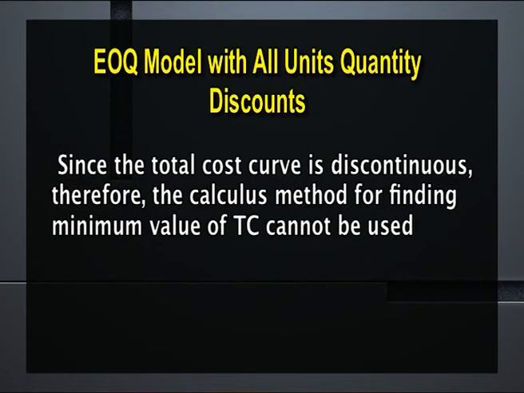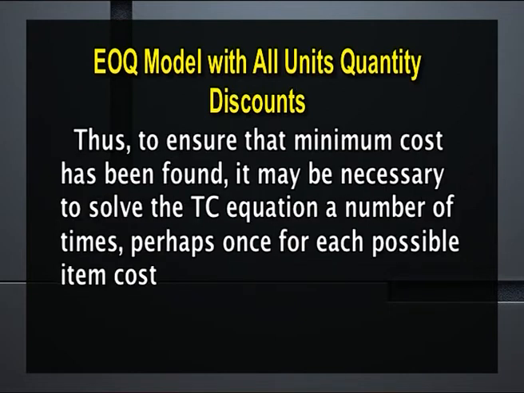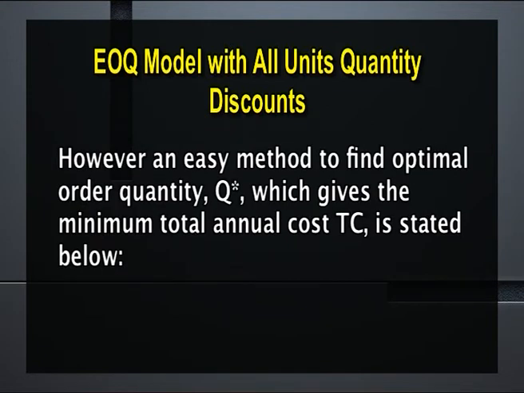Since the total cost curve is discontinuous, the calculus method for finding the minimum value of TC cannot be used. Thus, to ensure that the minimum cost has been found, it may be necessary to solve the TC equation a number of times, perhaps once for each possible item cost. However, an easy method to find the optimal order quantity Q star, which gives the minimum total annual cost TC, is stated below.